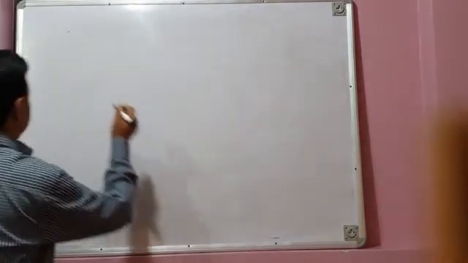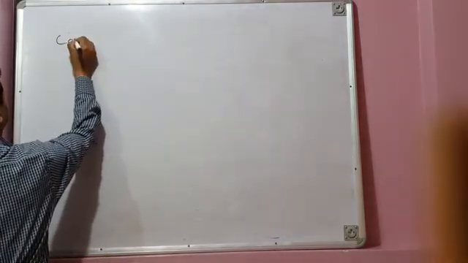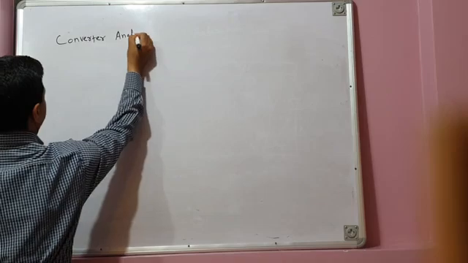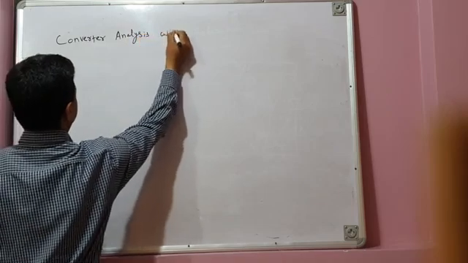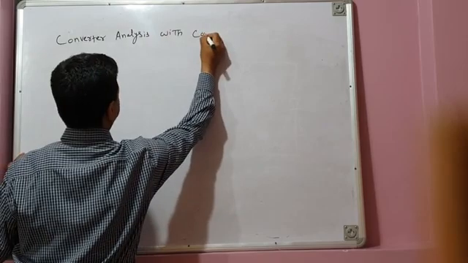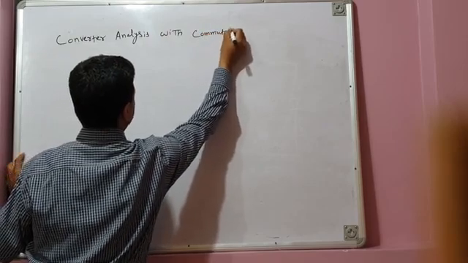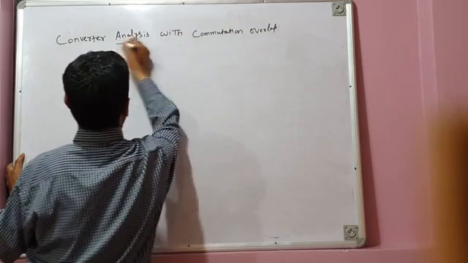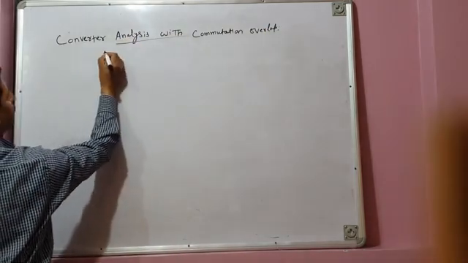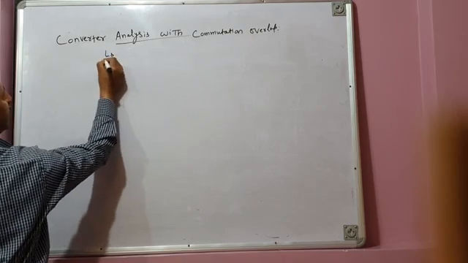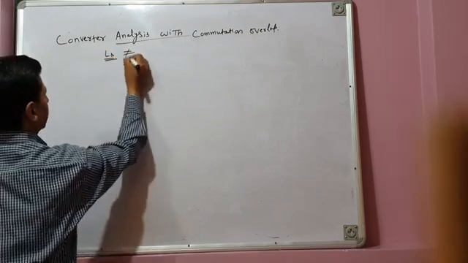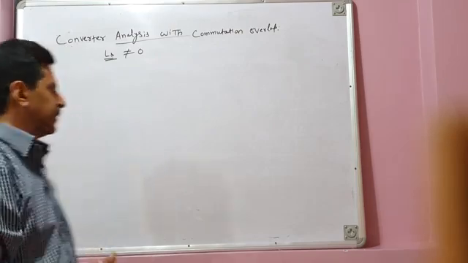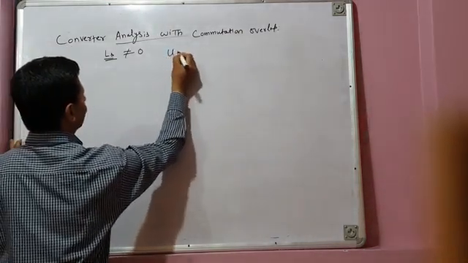So today we will study converter analysis with commutation overlap. So that means converter transformer leakage reactance or source inductance is not zero. It is the converter transformer inductance and the system inductance that is considered. So that means U is not equal to 0.